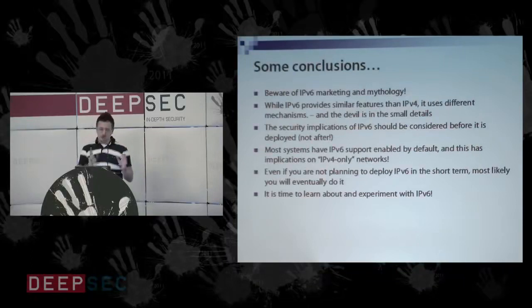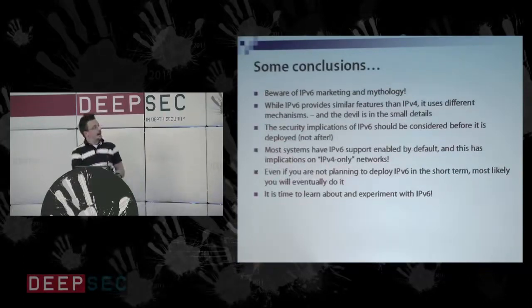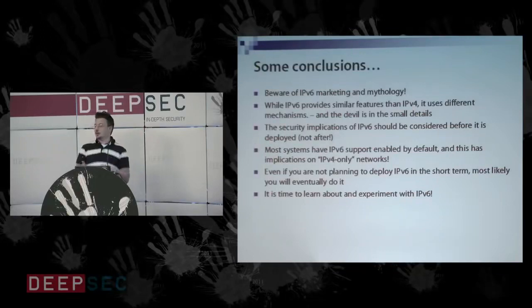First of all, beware of V6 marketing and myths. There are lots of people that try to sell IPv6 with properties that it is supposed to have but doesn't really have. V6 basically provides the same functionality as before, but the details are a little bit different, and sometimes those small differences make a big difference when it comes to security. And again, even if you are not planning right now to deploy IPv6, you should have it in mind, because your network has at least partial support of IPv6, and it's very likely that you are going to deploy it in the near term.